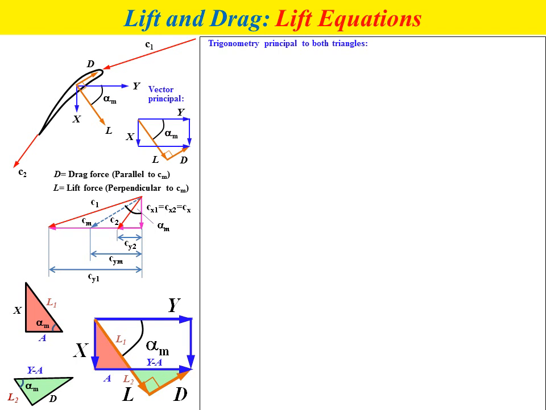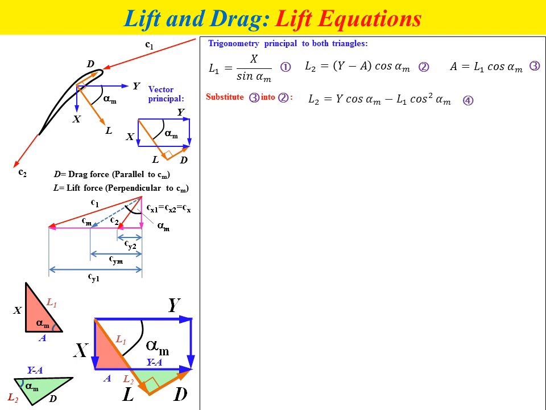Okay, implement trigonometry principle to both triangles. So we'll get the first equation, L1 equal to x divided by sine alpha m. Equation number 2, L2 equal to bracket y minus a multiplied by cos alpha m. Equation number 3, a equal to L1 multiplied by cos alpha m.